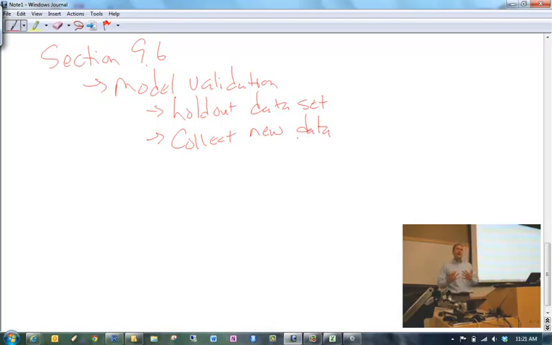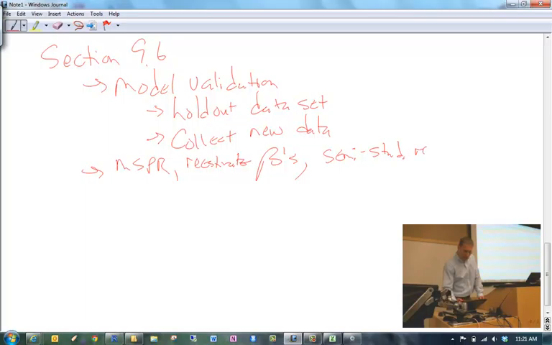Once we have a validation data set itself, this is when we can calculate particular items such as the mean square prediction error, MSPR. We could re-estimate the betas. We could look at semi-studentized residuals as well. So we can do these kinds of things to evaluate our model. Make sure you can actually make these calculations. You know how to interpret the end calculations as well.